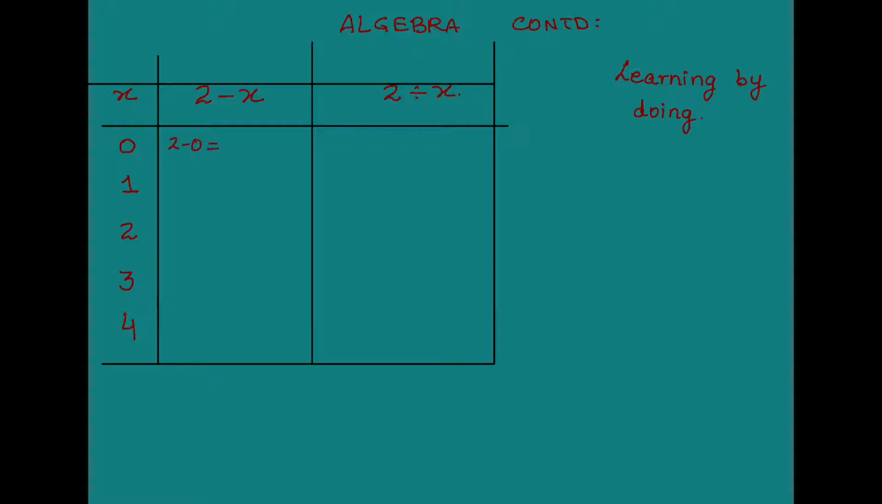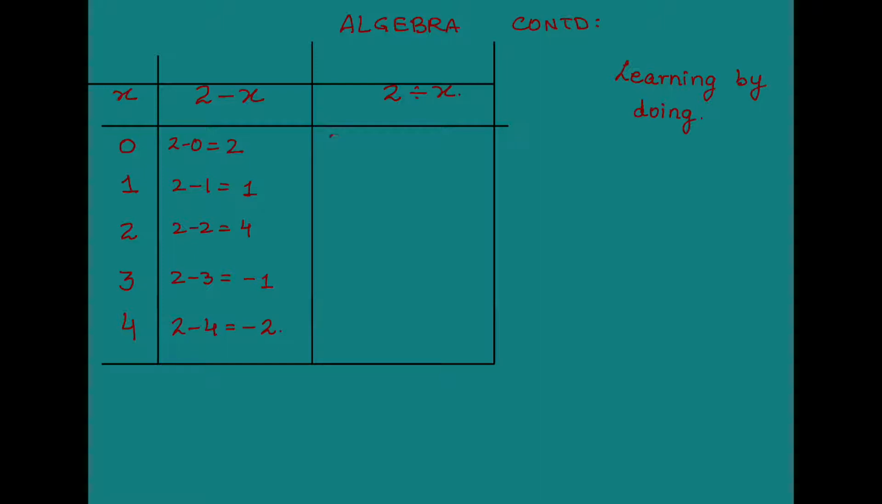2 minus 0 is 2. 2 minus 1 is 1. 2 minus 2 is 0. 2 minus 3 is minus 1. Yes, in algebra as well, we can get a negative answer. 2 minus 4 is minus 2.